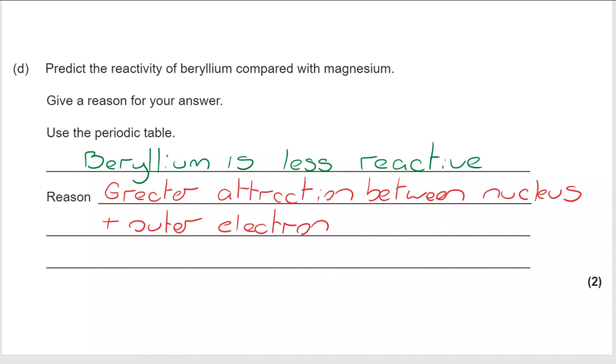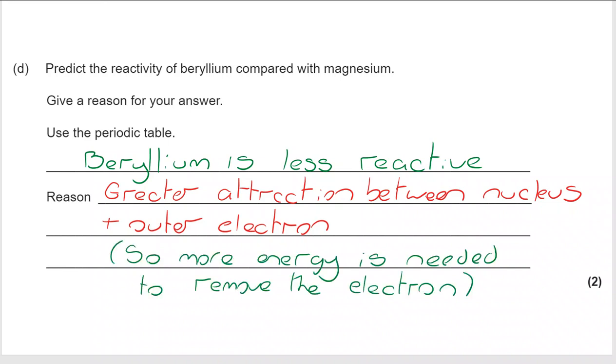Why? There's a greater attraction between the nucleus and the outer electron in beryllium. That's first of all because, and this is not for marks on this question, the outer electron is closer to the nucleus, so it's more attracted, and it's also subject to less shielding by inner electrons. And because of that, more energy is needed to remove the electron.